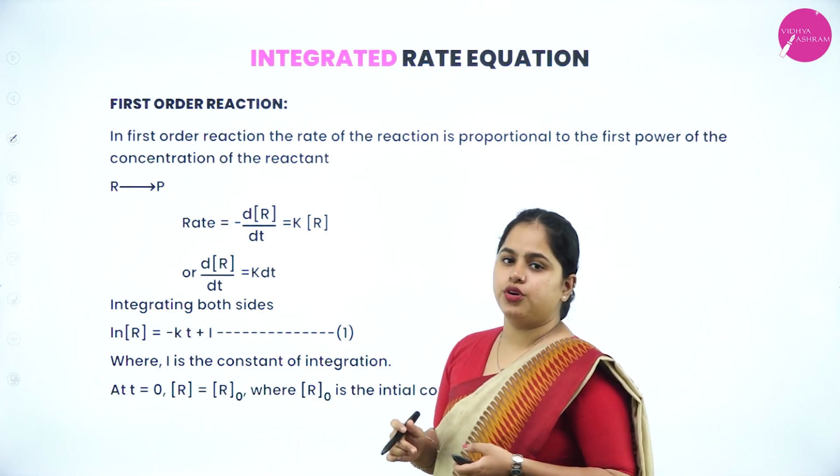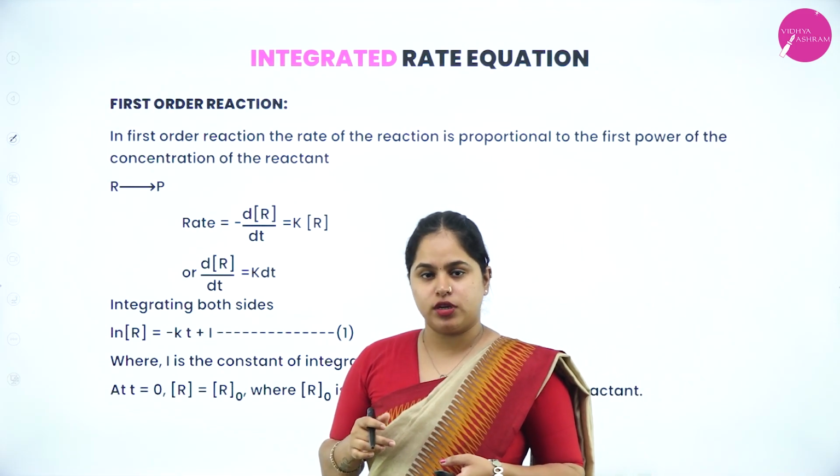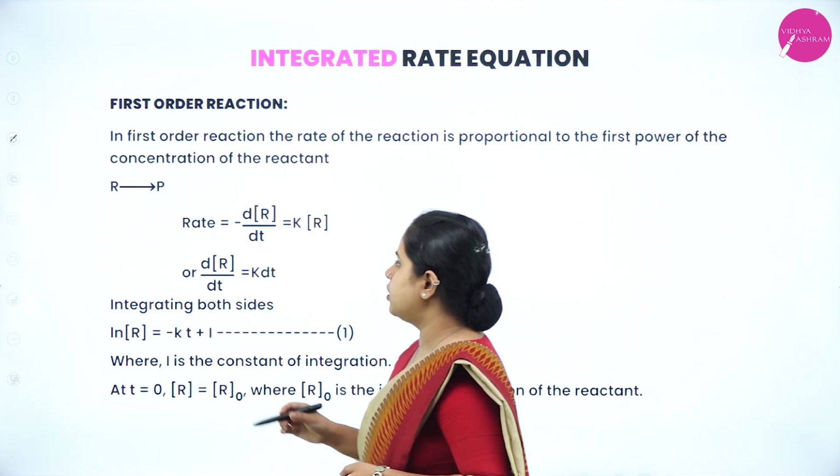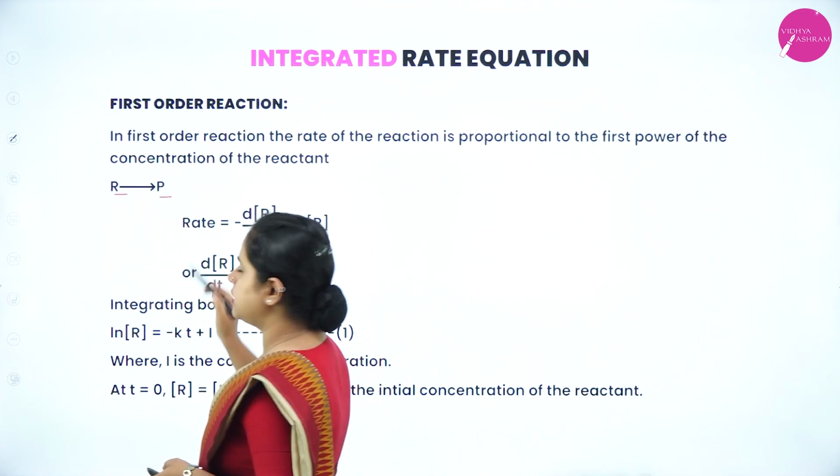Okay, so now we are going to see the integrated rate equation for a zero order reaction. Again we are going to consider a general equation, that is reactants giving products.